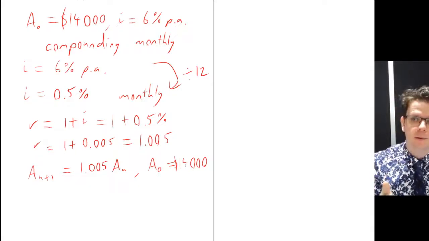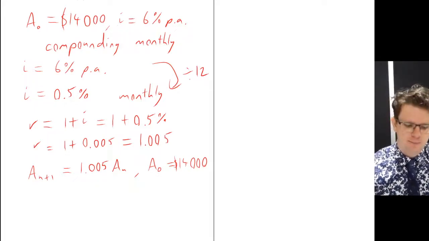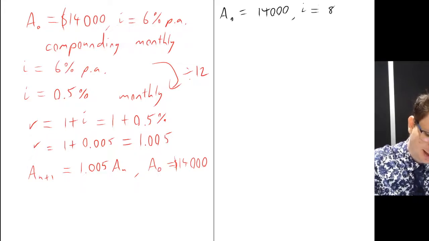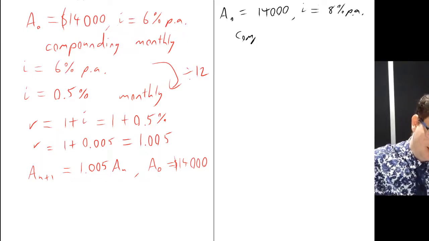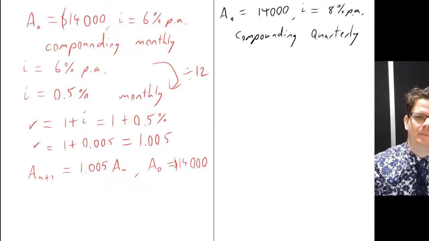So really important skill. You'll notice that we get really, really small numbers. That's normal. That's to be expected, okay? So just be prepared for that. The one I want you to have a go at is going to look quite similar. You can go A_0 equal to 14,000, I equal to 8% per annum, and this time I want you to do it compounding quarterly. Okay, so pause the video, have a go yourself, have a go in your books, we'll see how we go.